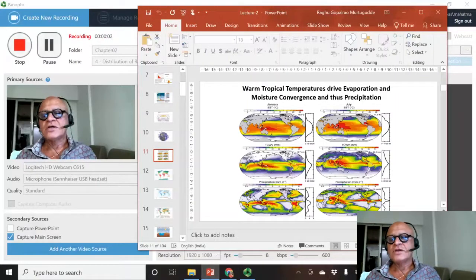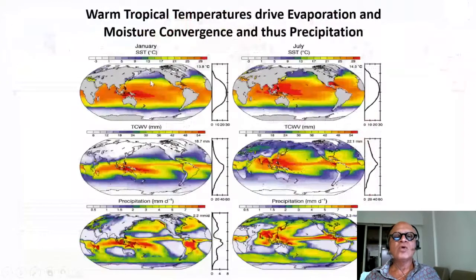So let's look at a little bit about how these things come about. What we are showing here is typical boreal winter quantities of sea surface temperature, total column water vapor and precipitation, and for the boreal summer the same quantities. And here it's showing zonal mean distribution of temperature, water vapor, and rainfall.